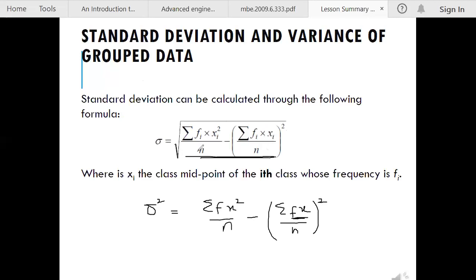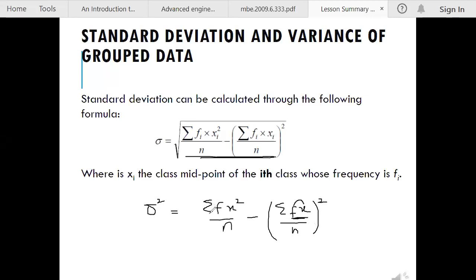Okay, there's a huge difference here. The second term here says that first you multiply f, the frequency, with the midpoint, then sum it up, then divide the result by n, the number of observations, and once you are done, square the result.